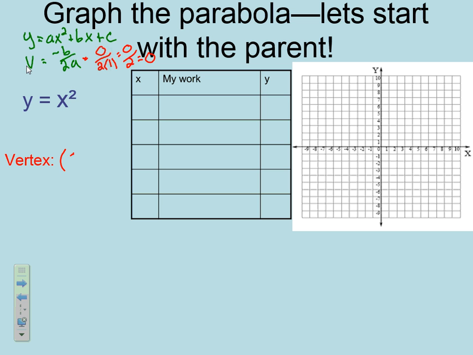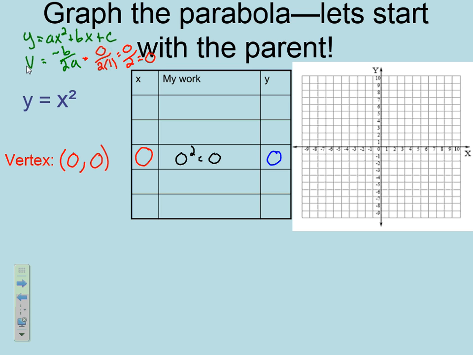So for our vertex, it's going to be 0 something. Our vertex is always going to go in the center of our table. So x value is 0. If I'm going to show my work here, I take 0 squared, which is just 0, so my y value is 0. Therefore, my vertex is 0, 0.